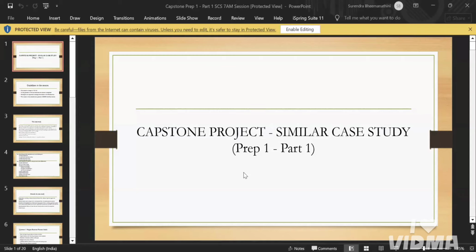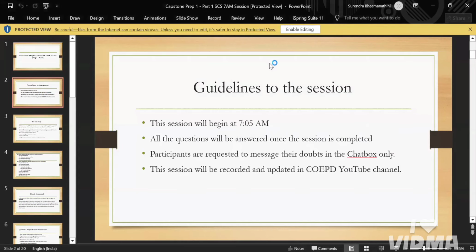After completing your objective exams, you will be going into this capstone project stage. The main guidelines are that this session will be started at 7:05, and all the questions will be answered once the session is completed.